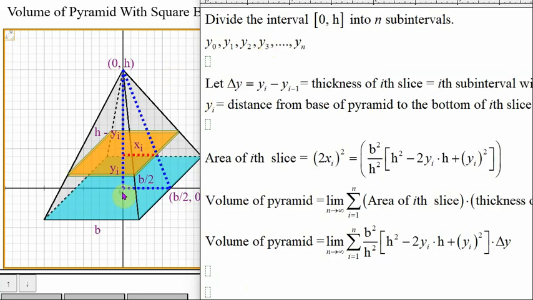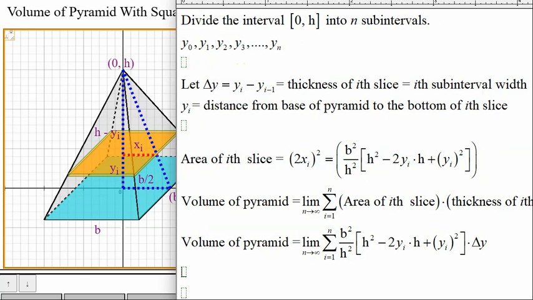Next, let's divide the interval from 0 to h into n sub-intervals, like this: y sub 0, y sub 1, y sub 2, all the way up to y sub n. The width of each sub-interval, let's make them all the same. And so the width of the ith sub-interval, which is also the thickness of this slice right here, which is y sub i minus y sub i minus 1, let's call it delta y. So delta y will be the thickness of the ith slice.